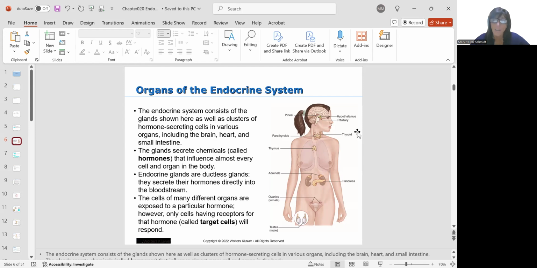Endocrine glands are ductless glands. Make sure you know that, okay? They're ductless glands. They secrete hormones right into your blood. Exocrine glands secrete hormones and chemicals into ducts, not directly into the bloodstream. You need to know the difference. So don't forget that.